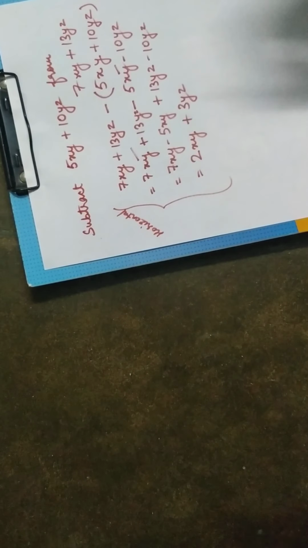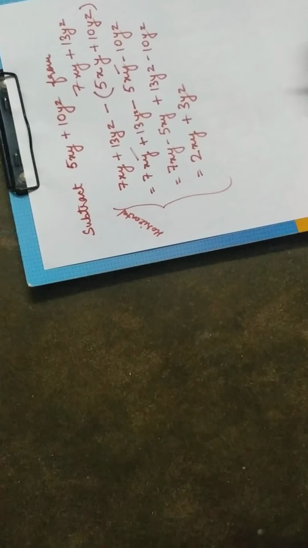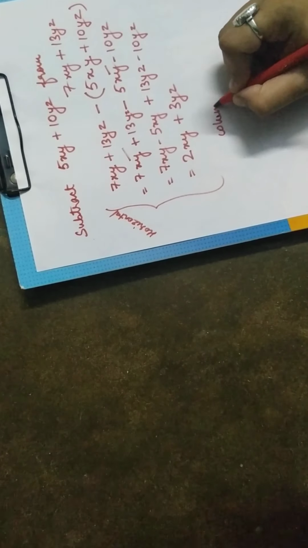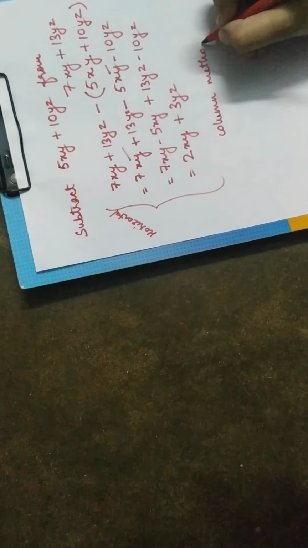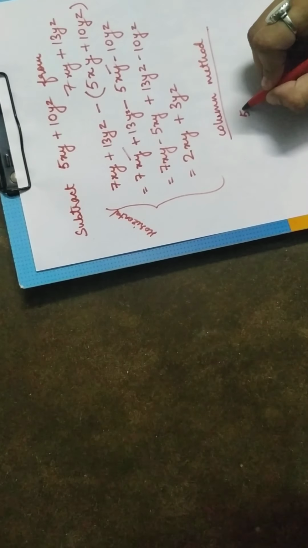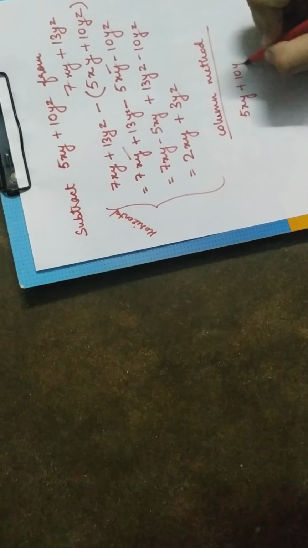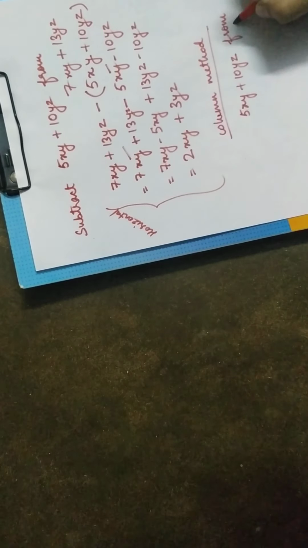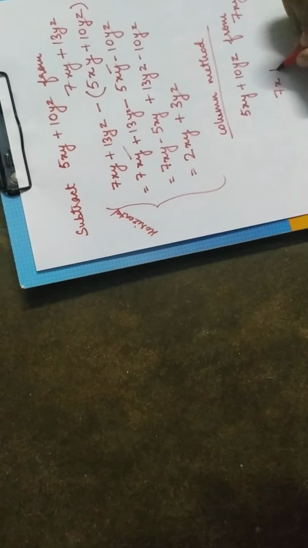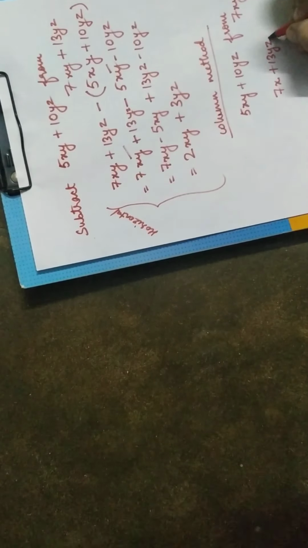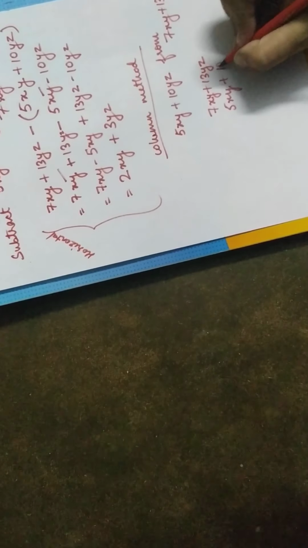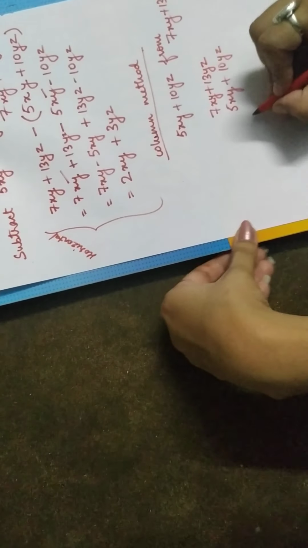But according to my experience, I will suggest you that always go with the column method. Now let us check whether the same answer you will get in column method or not. Now 5xy plus 10yz is to be subtracted from 7xy plus 13yz. So obviously 7xy plus 13yz will be written first, and 5xy and 10yz will be written in the second row.